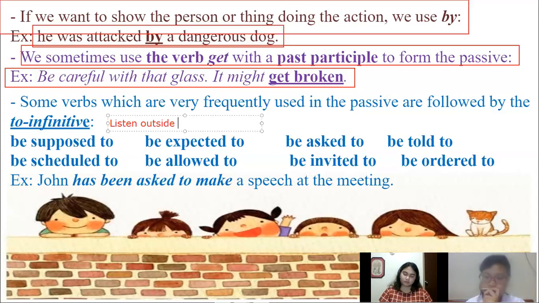Listen outside because, is my dad. Again. Listen outside. Is my dad.